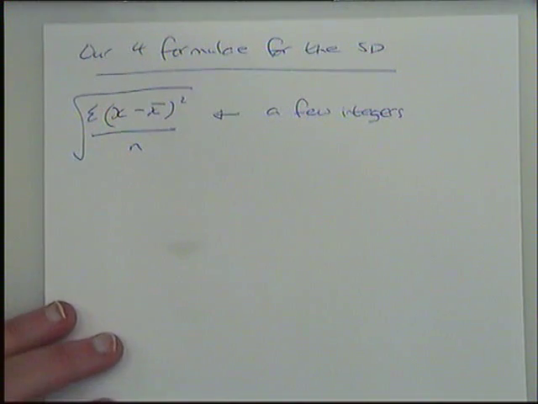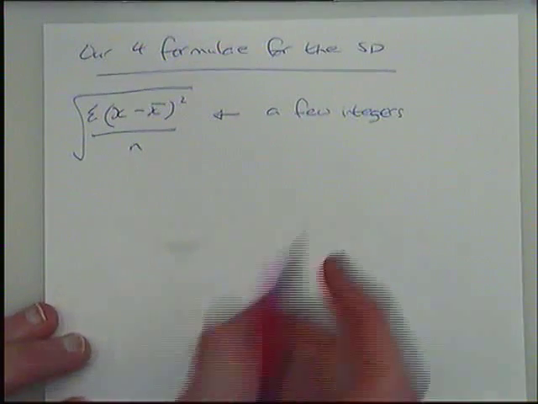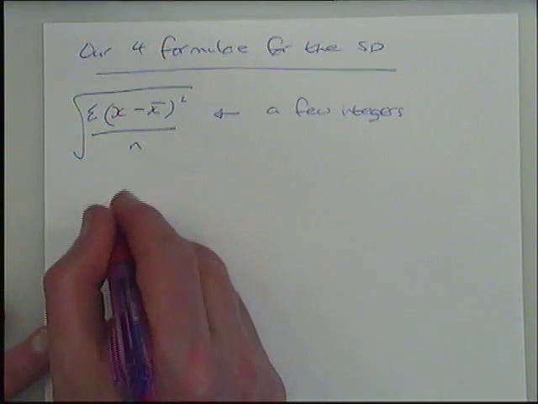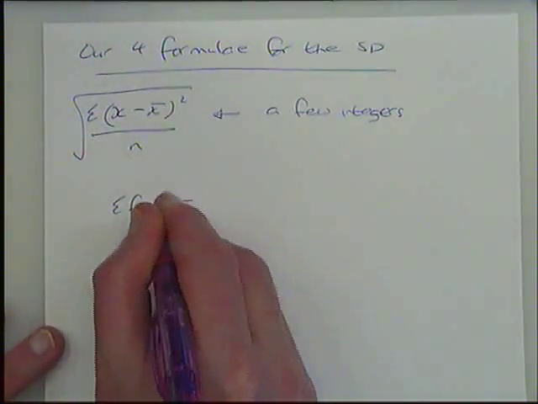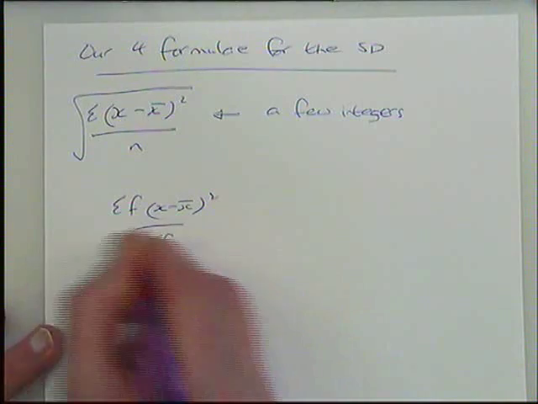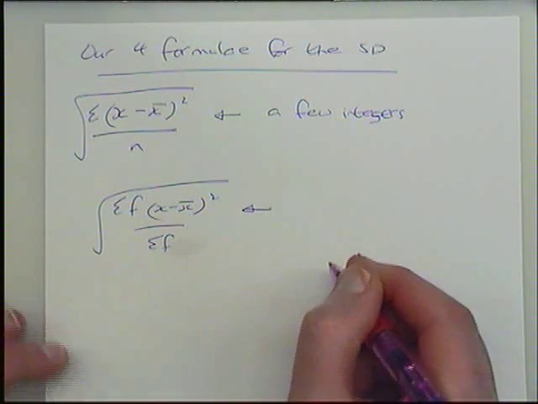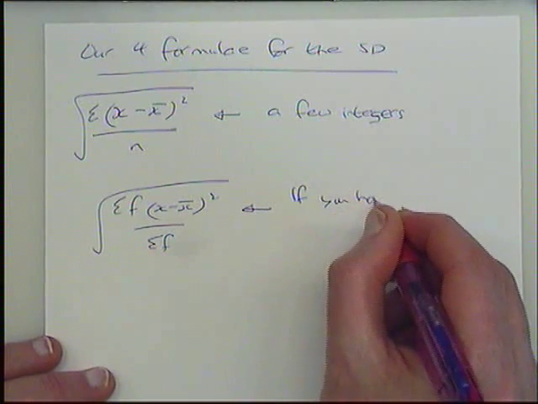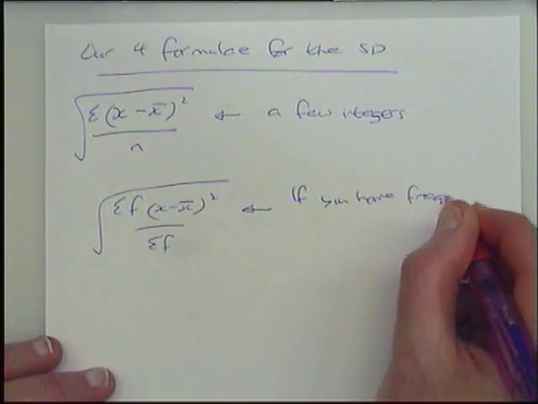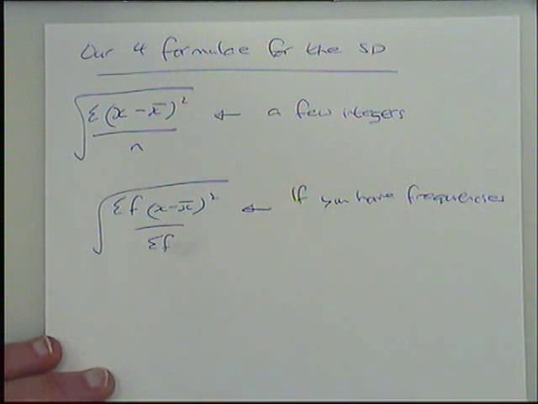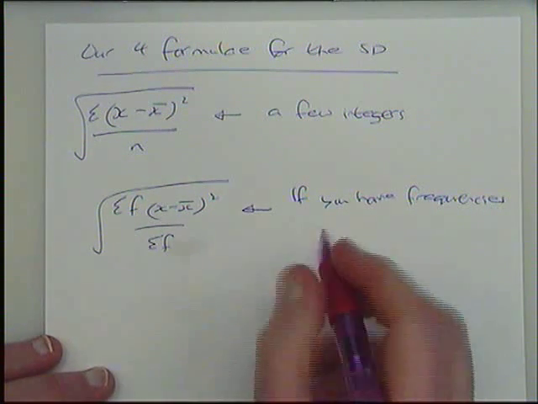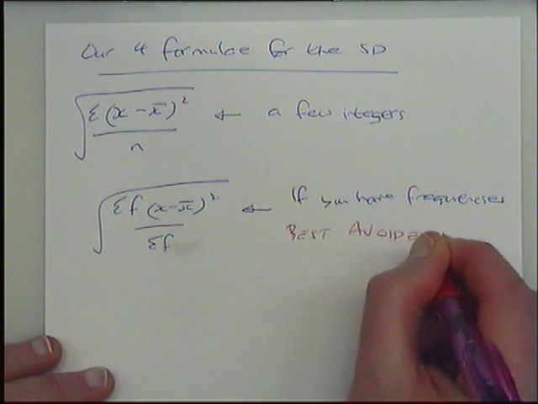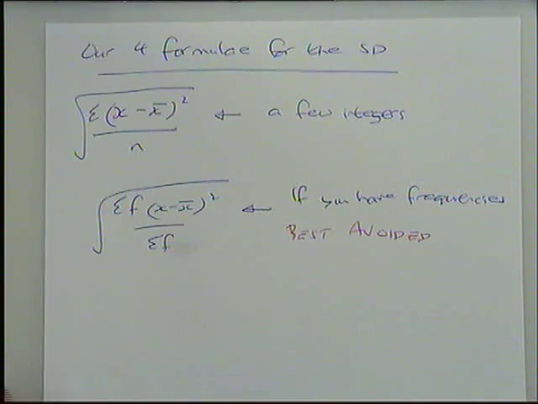What did we do to that one then? Yeah, put an F in there. So that's for if you have frequencies. But it is best avoided if at all possible, because it takes a lot of work to use. So avoid it if you can.